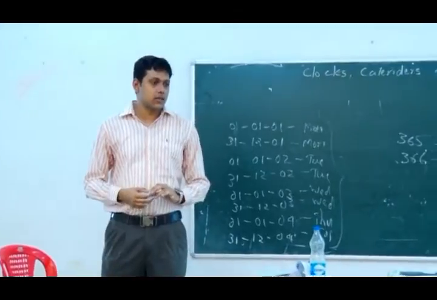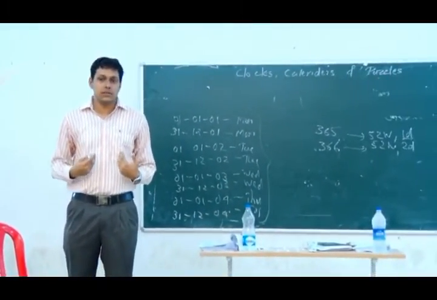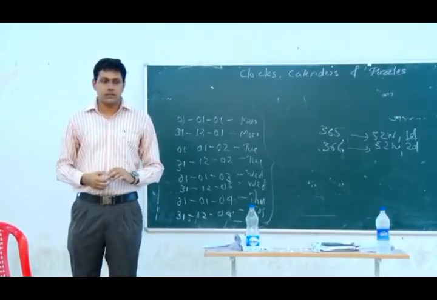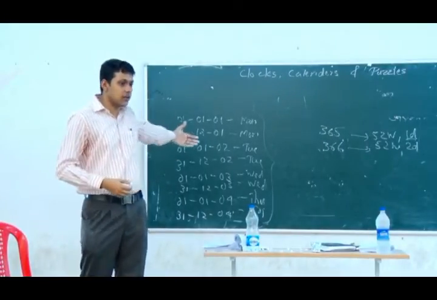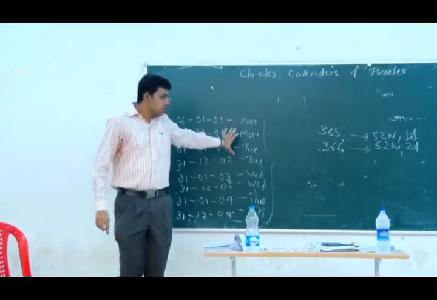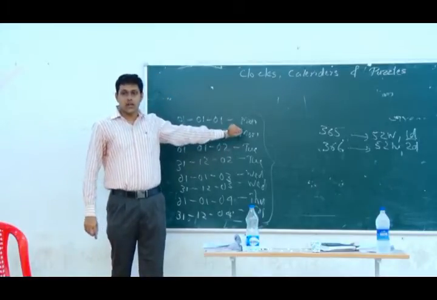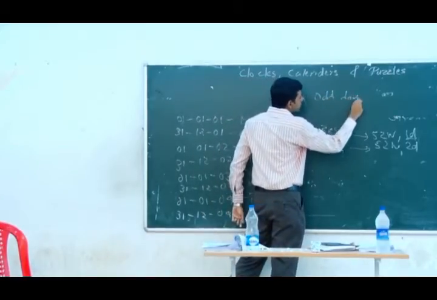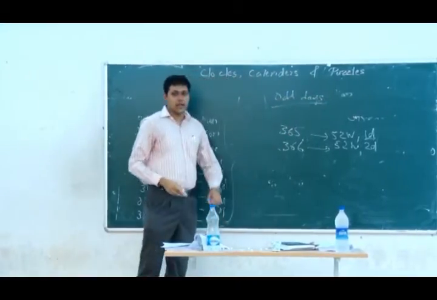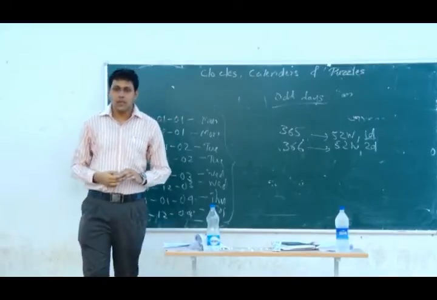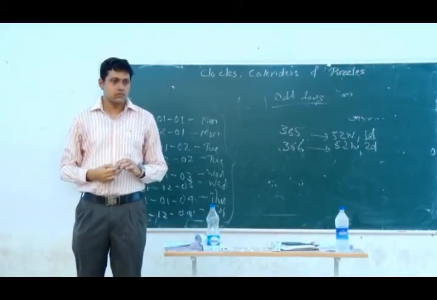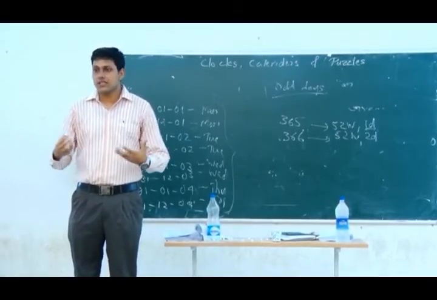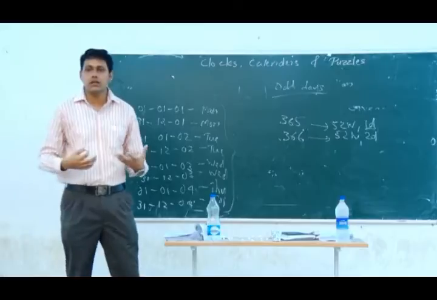Maybe we can use this method for a few years, but for long periods we can't use this method, because we'll be calculating 1947 or 1958. By that time, we definitely can't. So here we are going to introduce a concept called odd days. What do you mean by odd? Odd means extra.